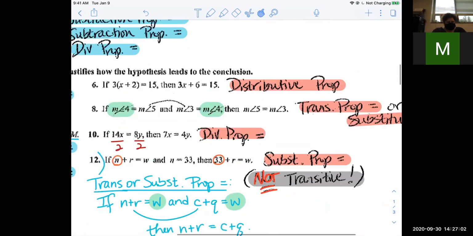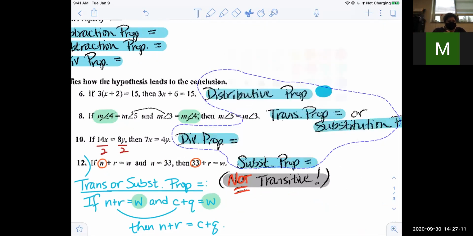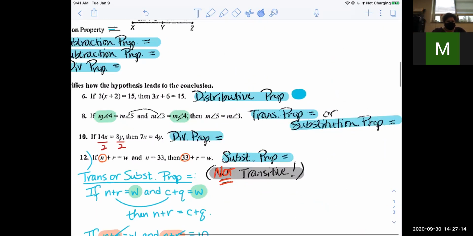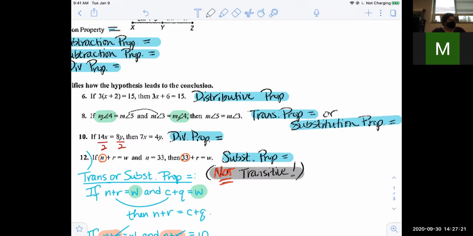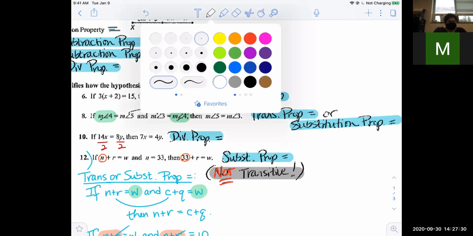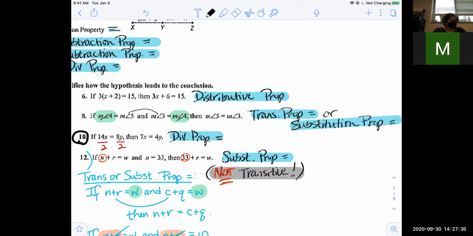Okay, now for the ones over here. So again, technically that's not supposed to be an equal sign, but if you put it in, I won't care. Now, why on number 10? Why is number 10 division and not multiplication?